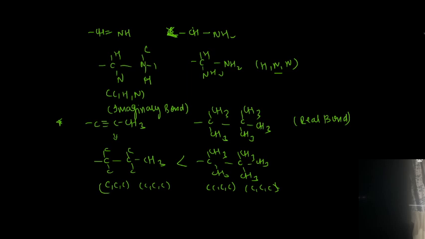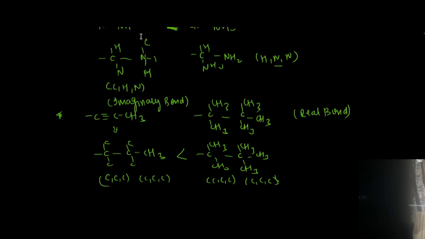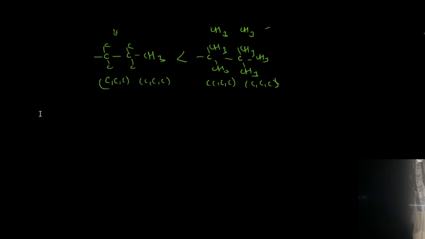Now here comes rule number 6. So what does rule number 6 say? Like we have this group and we have this group. So which group is gonna have the more priority? This group is gonna have the more priority. Why? Because when we compare, the first carbon is same. Then we compare the second carbon, same. Then we compare the third carbon, same. But to the third carbon, and here is the third carbon, then we go to the fourth carbon.